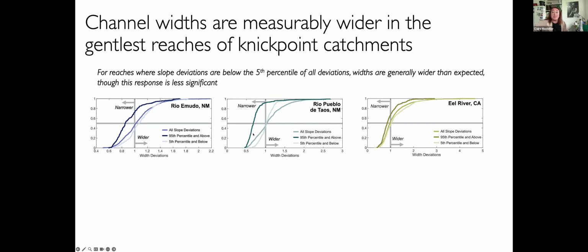And so these results are really encouraging. What we find for our nick point channels is that our channel widths appear to be anti-correlated with our reach scale slopes for these nick point catchments. And these results are generally consistent with what is observed in bedrock rivers. And we posit that they might be indicative of this expression of reach scale slope dependent erosion thresholds cropping up in our measurements of bankfull width.